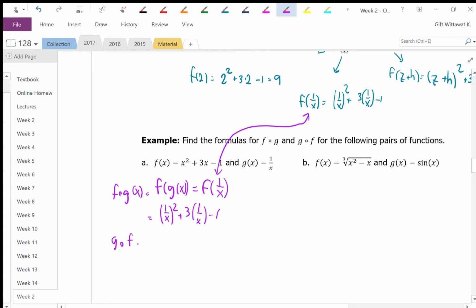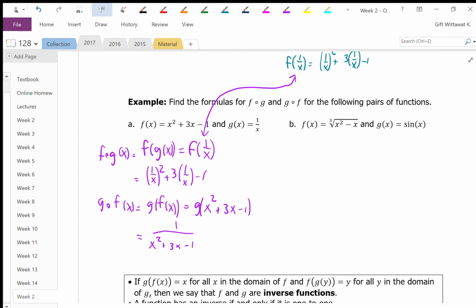My g circle f is going to be g of f of x. Notice how whatever comes first goes outside. My f circle g is f of g of x, and my g circle f is going to be g of f of x, and they're going to turn out to be totally different things. Well, let's see. My g is 1 over x and my f is x squared plus 3x minus 1. My g of x is 1 over x, so my g of this chunk is going to be 1 over the whole chunk. So that's going to be 1 over x squared plus 3x minus 1. Okay, so that's pretty simple.